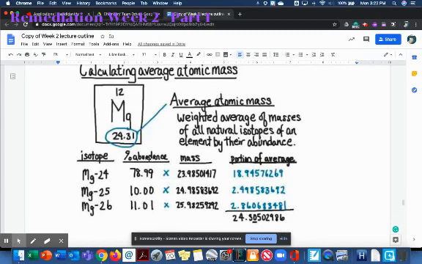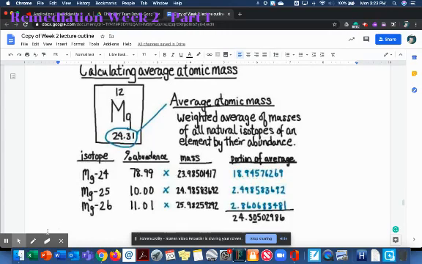And instead of a weighting factor, we have an abundance. And so this means that out of all of the atoms of magnesium that exist, about 79% of them are magnesium-24. And then the process is the same. We have to take that abundance, which is our weighting factor, times our average grade or the mass to get the portion of our final mass that that isotope contributes.